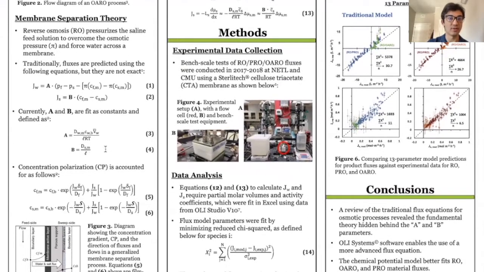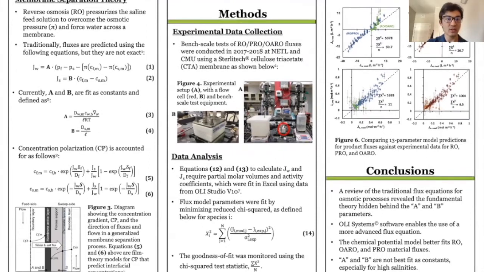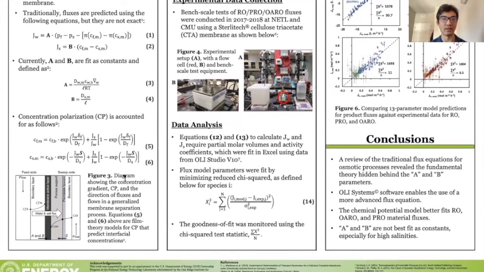I found that currently A and B are fit, knowingly or not, as constants in a sort of black box model shown here, but the parameters inside of it are rarely mentioned. So there are a lot of assumptions that must be considered on a case-by-case basis, ideally. Another challenge to membrane flux modeling is that the osmotic pressure and concentration gradients across the membrane require interface concentrations in order to be modeled correctly. In Figure 3 below, we see that the interfacial concentrations are not equal to that of the bulk solution that we know. Concentration polarization, or CP, can have a dramatic effect on fluxes. So this is important to model, but it's beyond the scope of my work, and I accounted for it using equations 5 and 6.